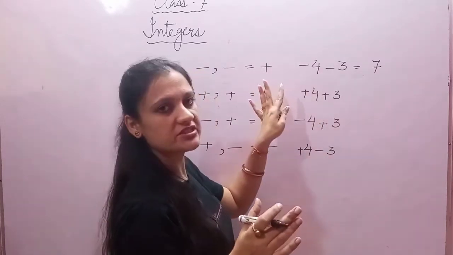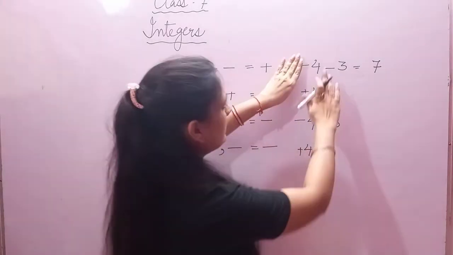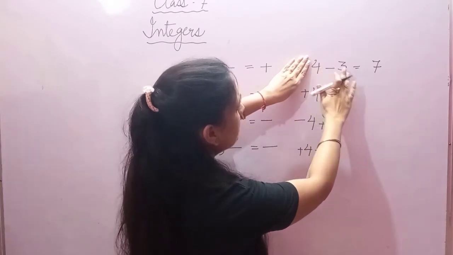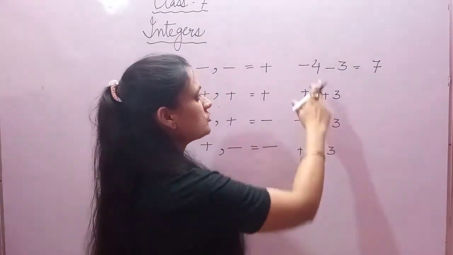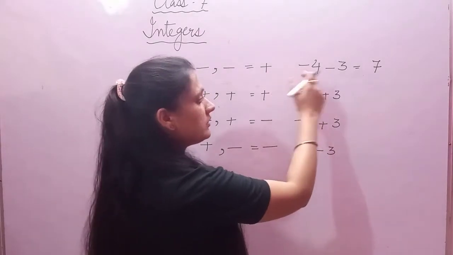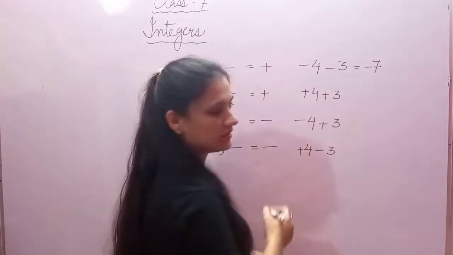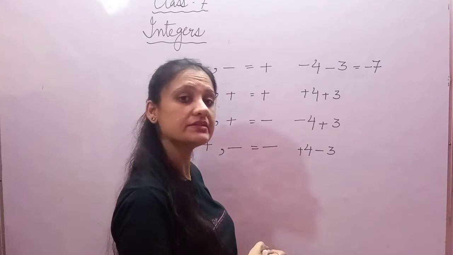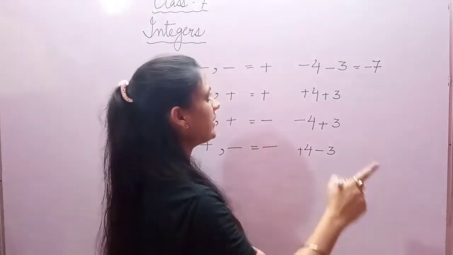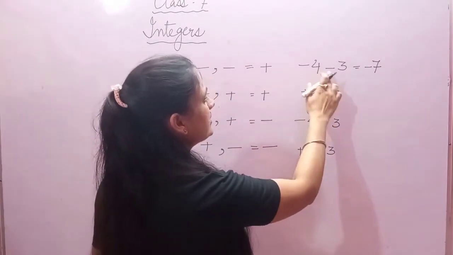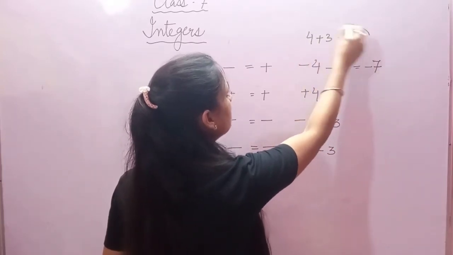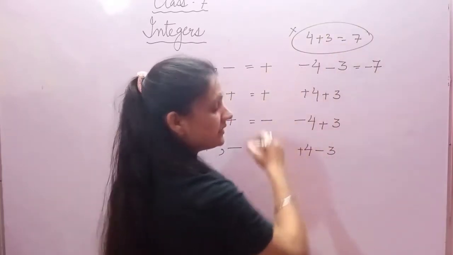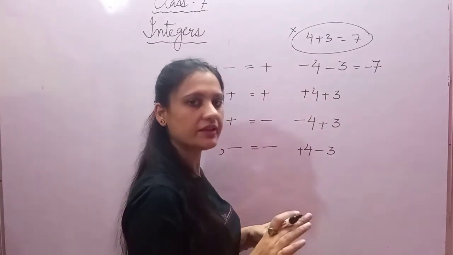Just leave the signs behind, both the signs, and then see whether 4 is greater or 3. You'll say, of course 4 is greater. So whatever the sign with the greater number, that will come with the answer. So the answer will be minus 7. Do not write it like this. If you say minus minus plus and write 4 plus 3 is 7, then there will be confusion of sign. So do not change the sign.